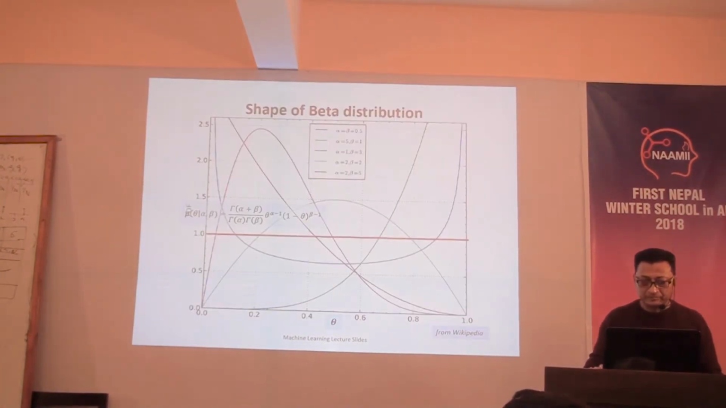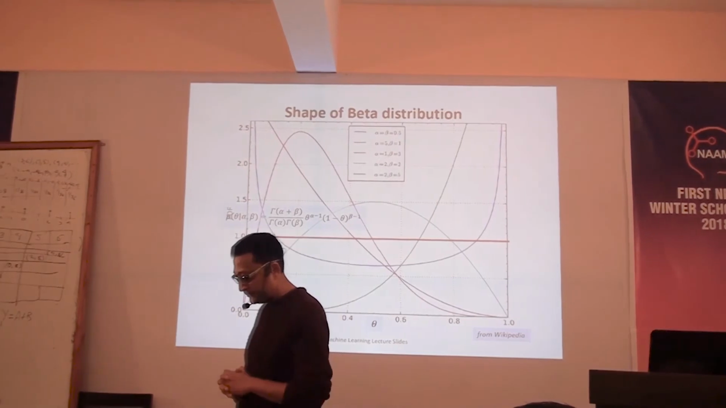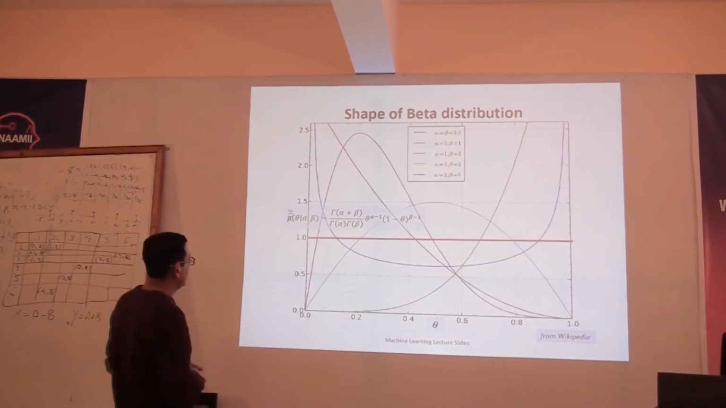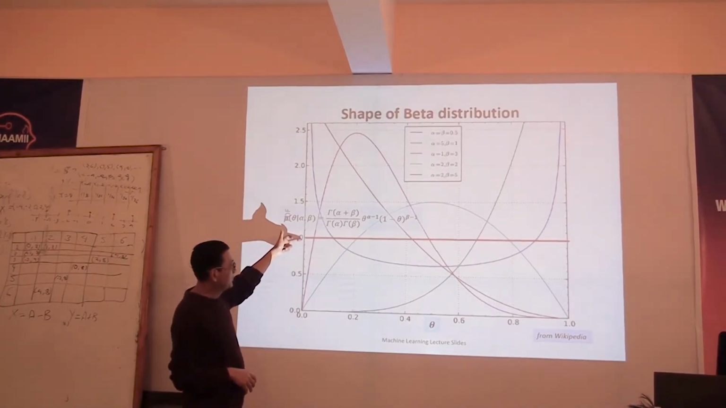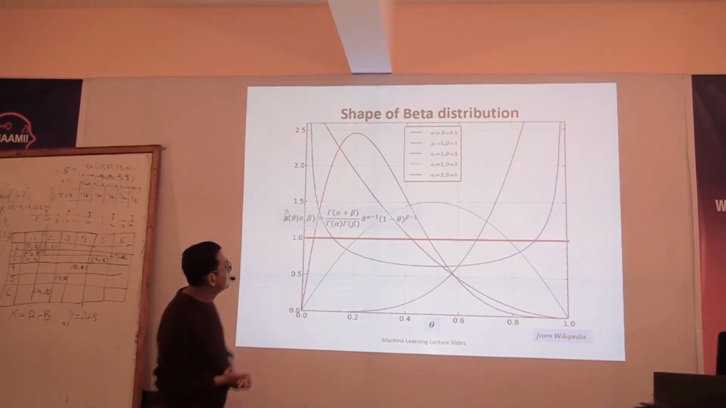Okay. Now if we look at the beta distribution, this is what we're going to get. Let's start with the uniform distribution. For the uniform distribution, alpha equals beta equals 1, and this is what we get. And now let's say we take the green one, alpha equal to 5 and beta equal to 1. So we get this one.